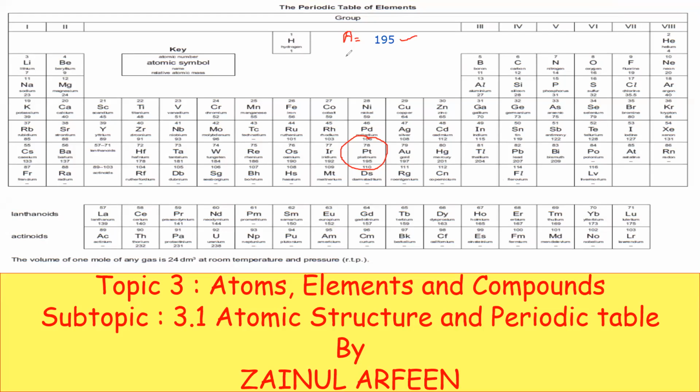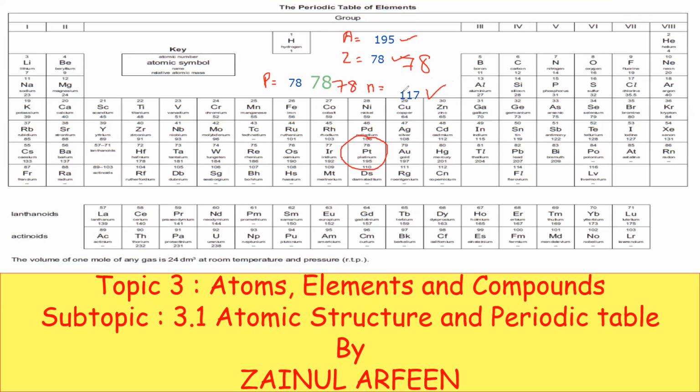What about atomic number Z? That's equal to 78. And how to get the number of protons? The number of protons is the same as Z. So that is 78. And how can I get the number of neutrons? That's a difference. So what is the difference of 195 minus 78? It's 117. That's right.